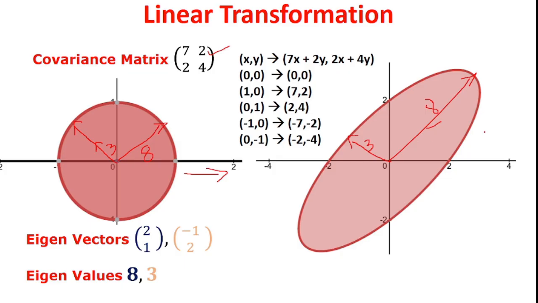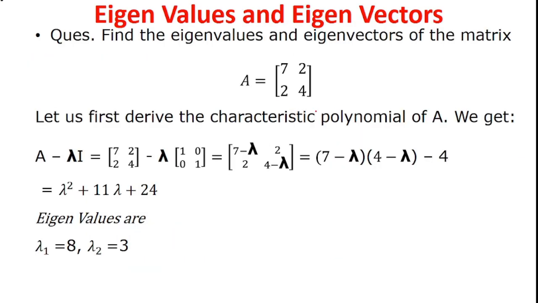So for rough purpose I have drawn it like this, but don't consider the x-axis and y-axis values. In the same way, if we consider 0 comma 1, you will get 2 comma 4 and so on. Considering the matrix with rows 7, 2 and 2, 4, as I said earlier, it is A minus lambda I. So A is 7, 2 and 2, 4, lambda is the eigenvalue, and I is the identity matrix, 1, 0, 0, 1. If you simplify this, you will get 7 minus lambda, 2 and 2, 4 minus lambda.